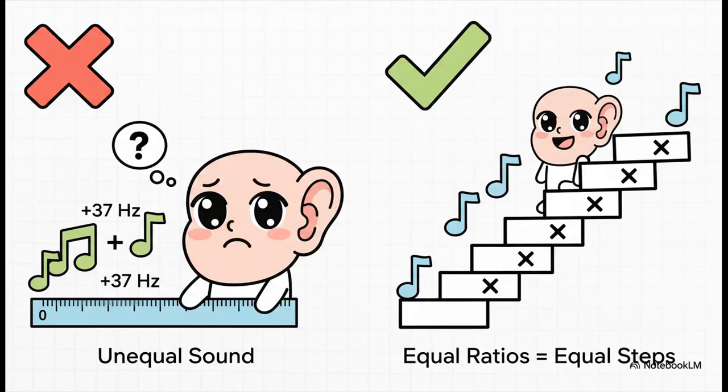And here's the fascinating reason why. Our ears don't hear pitch like it's a ruler. We don't hear equal additions of frequency as equal jumps in sound. Instead, our brains are wired to hear equal ratios as equal steps. So adding 37 Hz to a low note sounds totally different than adding 37 Hz to a high note. We need a different kind of math entirely.